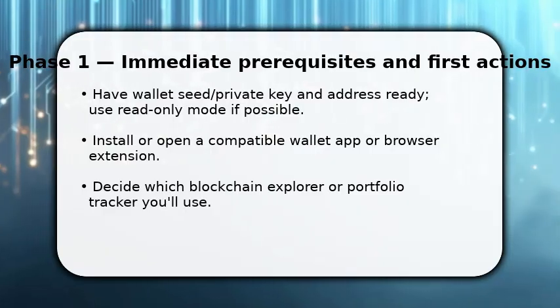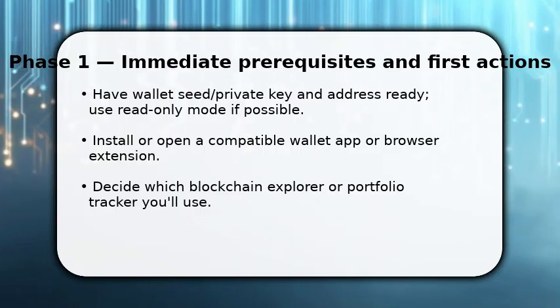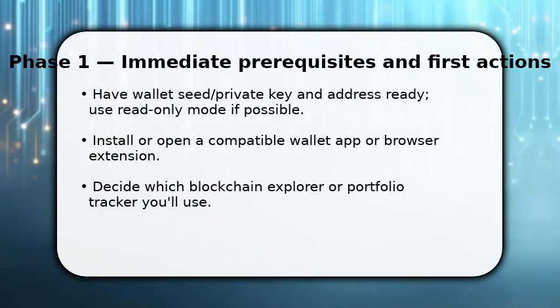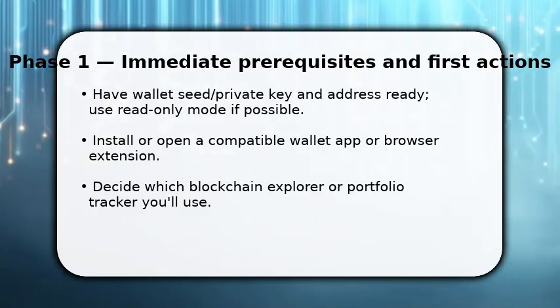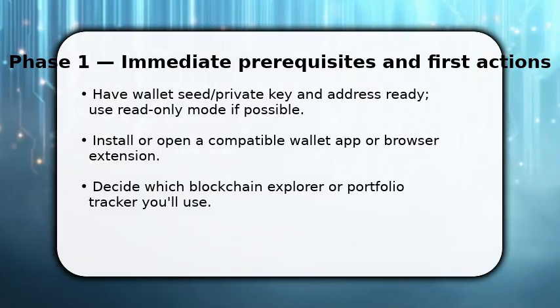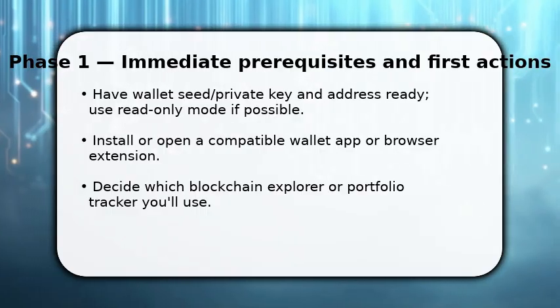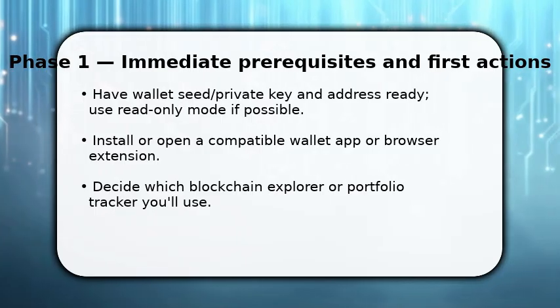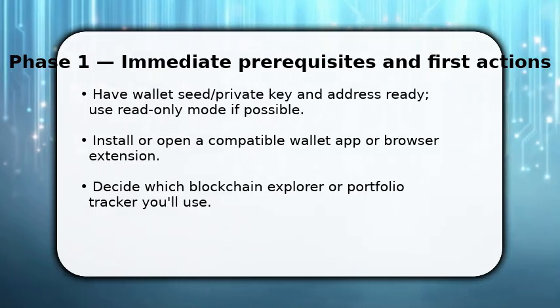You start by connecting your wallet in a safe, read-only way so you can query history without exposing keys. Once done, copy the exact receiving address and choose an explorer or tracker that supports that chain. This matters because different explorers index different token standards. Make sure your wallet is on the correct network. If not, switch networks now.